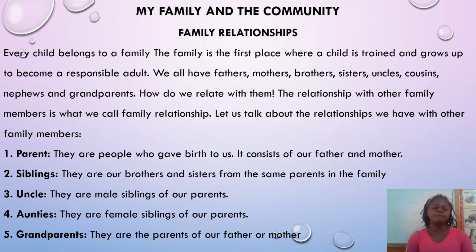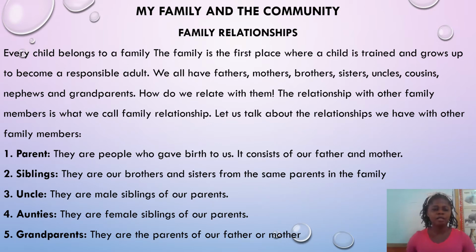So the first family member is our parents. They are people who gave birth to us. They are our father and our mother. Your father and your mother is your parent. The next people is our siblings. They are our brothers and sisters from the same parents in the family.